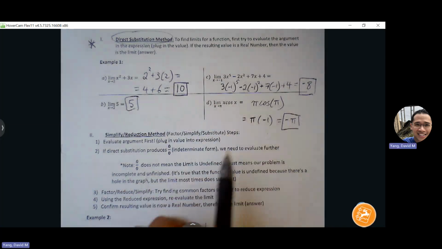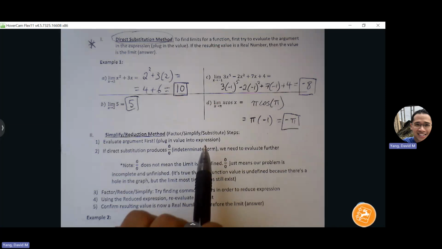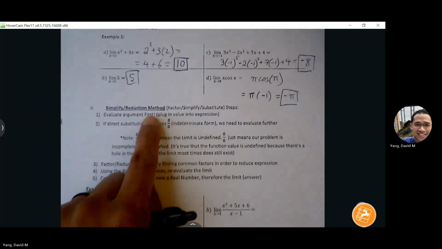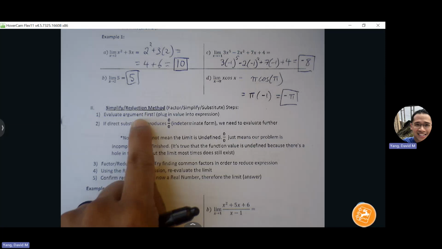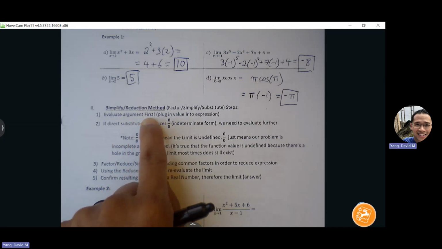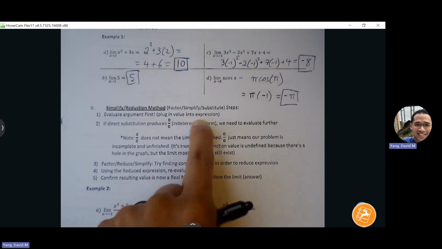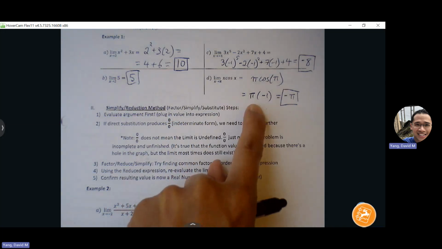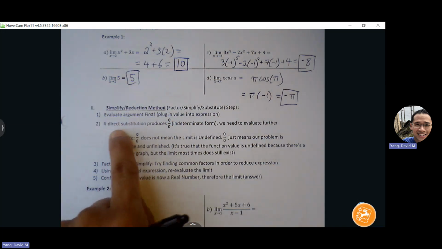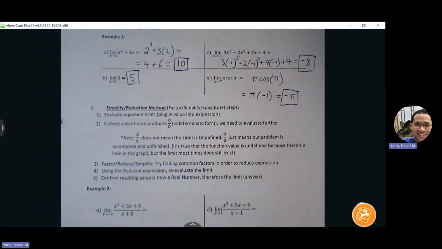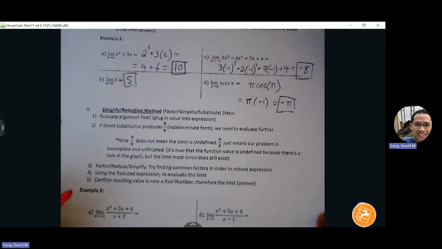So what if we don't get a real number? If we don't get a real number, sometimes the limit still exists. So we always want to evaluate the argument first, like we said before. So we plug in our value into our expression. If we get a real number, then great. That's our answer. But if we do direct substitution and we get 0 over 0, then that's basically what we call indeterminate form. So I'm going to highlight that here.